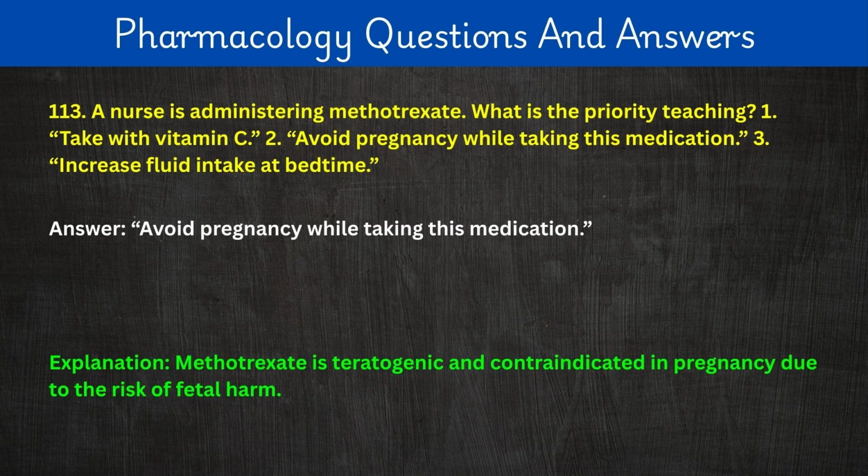113. A nurse is administering methotrexate. What is the priority teaching? 1. Take with vitamin C. 2. Avoid pregnancy while taking this medication. 3. Increase fluid intake at bedtime. Answer: avoid pregnancy while taking this medication. Explanation: methotrexate is teratogenic and contraindicated in pregnancy due to the risk of fetal harm.